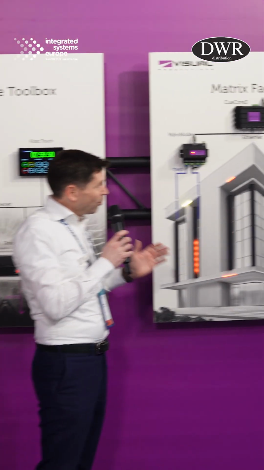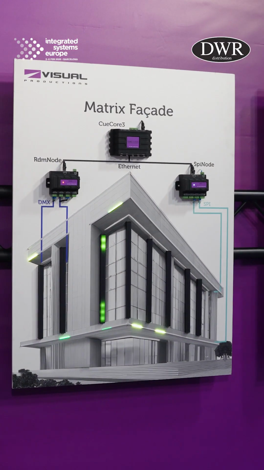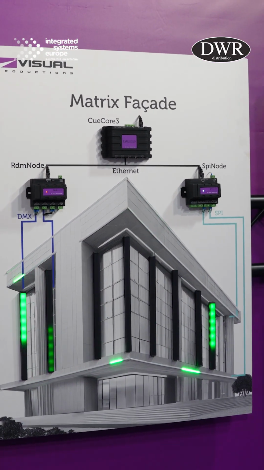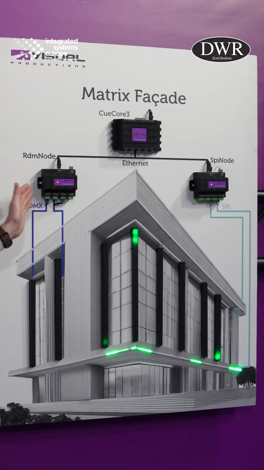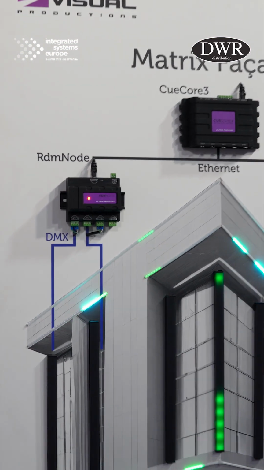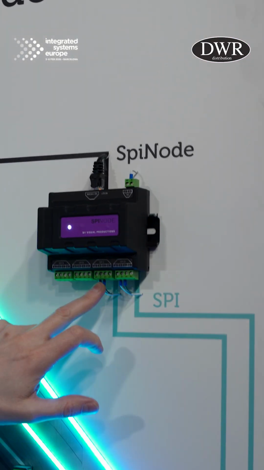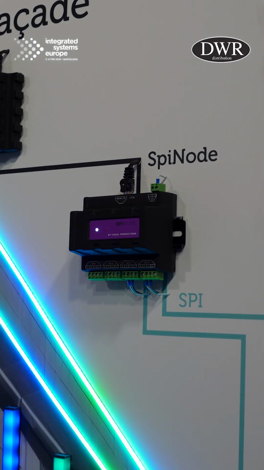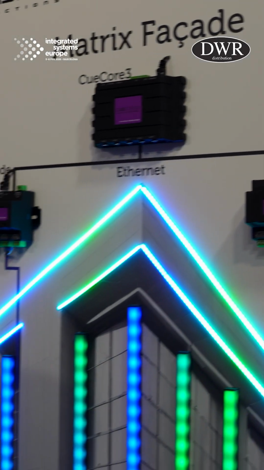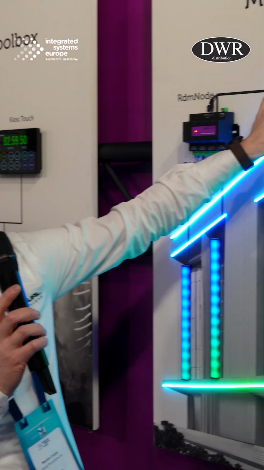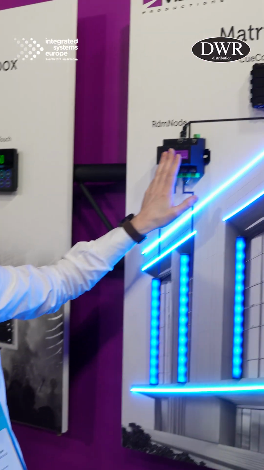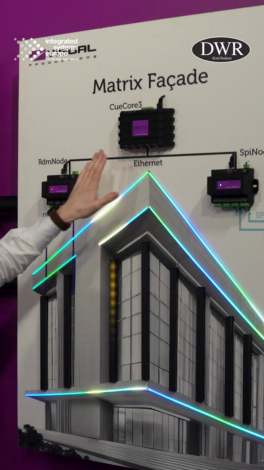Another panel worth having a look at is the Matrix facade, because it shows two products that were released only last year. It's the RDM node, a 4-port DMX RDM node, and the SPI node. Again, 4 ports, but this time driving the SPI protocol for pixel tape and digital LED. Both can be connected to the QCOD3, where they will unlock additional universes. As you might know, QCOD3 has 4 onboard DMX ports. The RDM node, each RDM node, I should say, unlocks 4 additional universes.